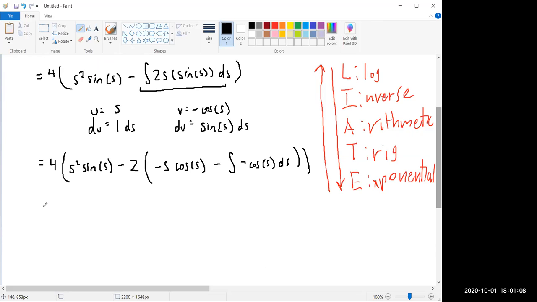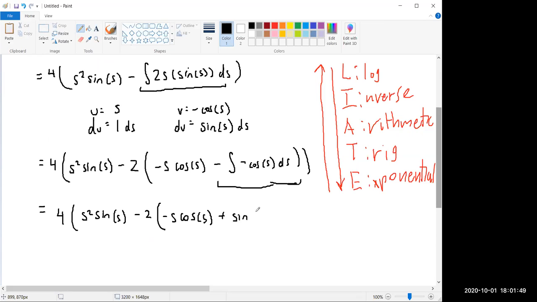All right, so this is after our second integration by parts. So we should be able to finish this now without using another by parts. And the only thing we need to evaluate is this integral right here. So we have 4s squared sine of s minus 2. This is negative s cosine of s. These two negatives make it a positive. And then the integral of cosine is sine.